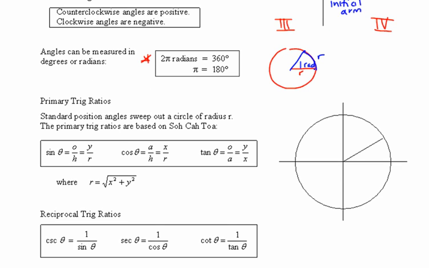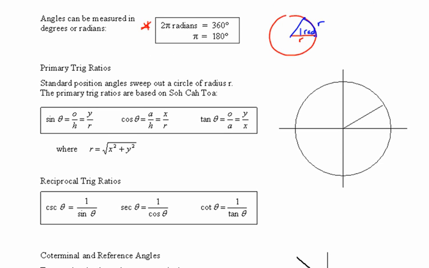So we like to keep things in terms of x and y. We learned about SOHCAHTOA in grade 10. That was a great time. Super easy, right? SOHCAHTOA, opposite over hypotenuse. What's the point of the CSC, SEC, COT? Okay, we'll talk about that in a second.